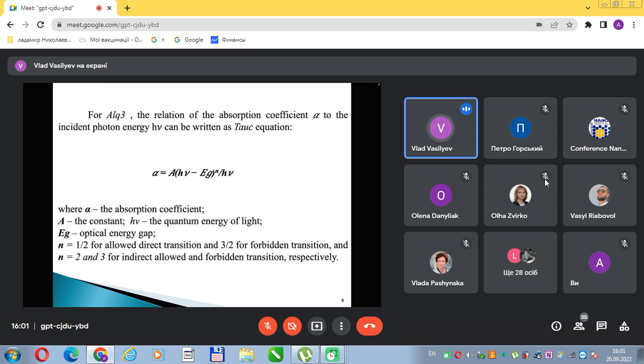Equations were presented in ln alpha h nu versus ln h nu coordinates in order to determine the kind of the electron transitions for absorption bands with maxima at around 265 nanometers and 392 nanometers. The coefficient n was calculated from the slopes of the obtained linear dependence. In our case, the value of n was found to be 0.5 for both aluminium Q3 absorption bands.